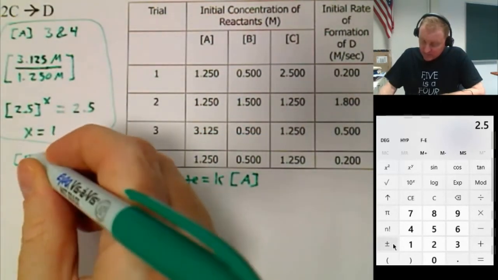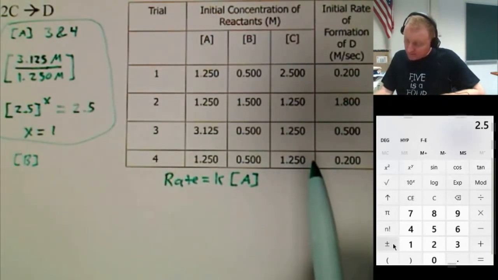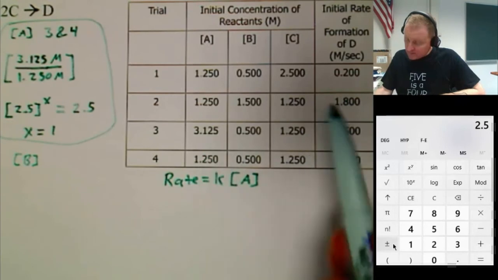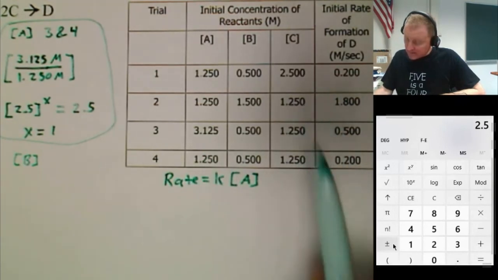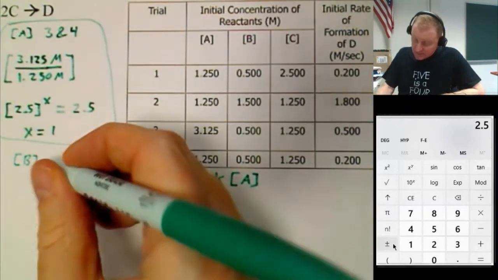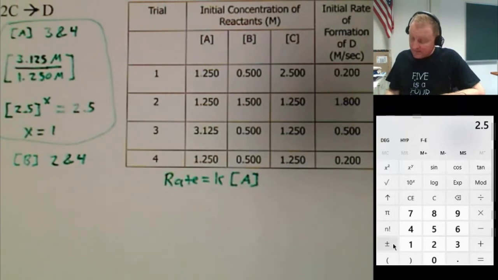Concentration of B. Okay, let's look at B changing around. I like 2 and 4. I see 2 and 4, A is the same. 2 and 4, C is the same. But between 2 and 4, B has changed. So let's use 2 and 4 to analyze B.